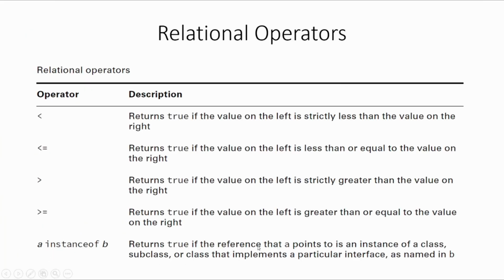That's what we are saying over here. It returns true if the reference that A points to is an instance of a class, subclass, or class that implements a particular interface as named in B. So B could be the same class as A, a child class, or a class that implements the interface implemented by A. So here you can put B as the same type of class, a subclass type, or a type which implements an interface implemented by a superclass.